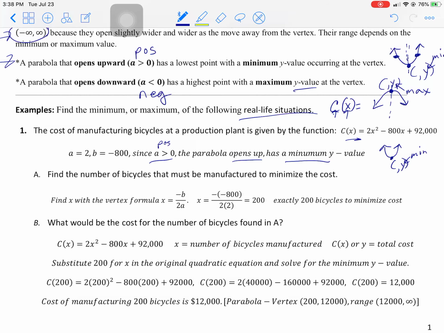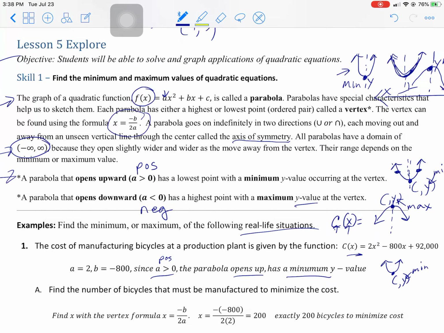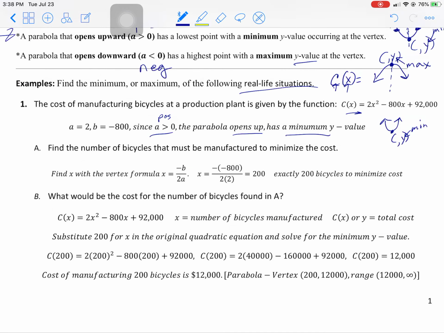So we're always remembering the Vertex Formula, which is here. So it's always good to write it down, negative b over 2a. And when b itself is negative, it's going to be a double negative, which is a positive 800 divided by 2a, and a is a 2. So positive 800 divided by 4 is 200. Write it down another step if you need to. So apparently we need to make exactly 200 bicycles to minimize cost.